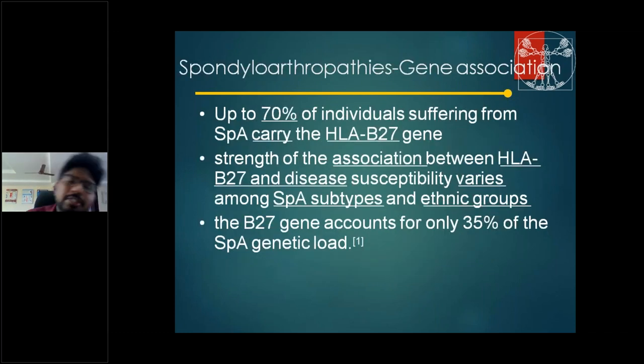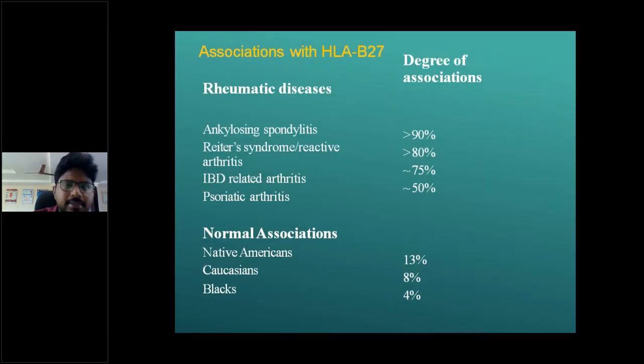So the most common gene associated is HLA-B27. 70% of the individuals carry the HLA-B27 gene. The strength of association varies between the different subtypes of spondyloarthropathies. So you can see here, in ankylosing spondylitis, more than 90% of patients will be positive for HLA-B27. Whereas in reactive arthritis or Reiter syndrome, it is more than 80%. In IBD, it is 75%. In psoriatic arthritis, it is 50%. So this is the strength of association between HLA-B27 and subtypes of spondyloarthropathies.